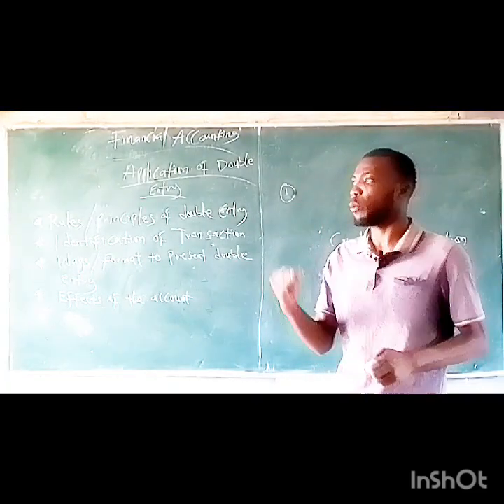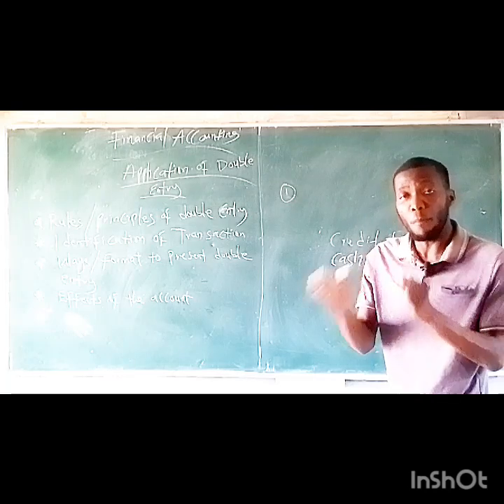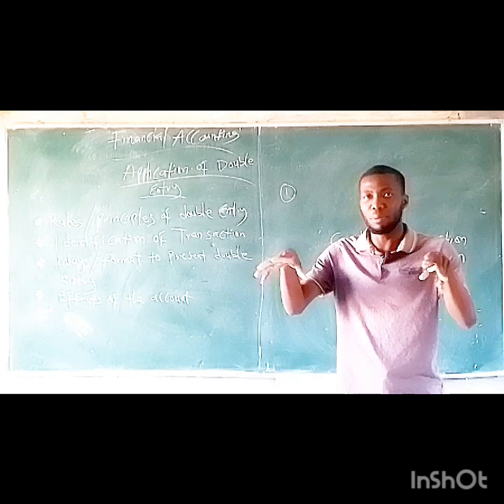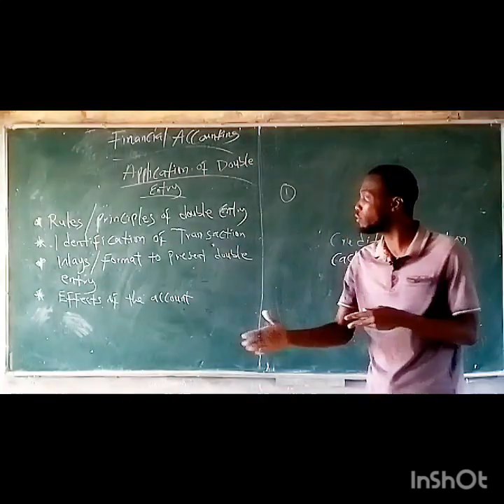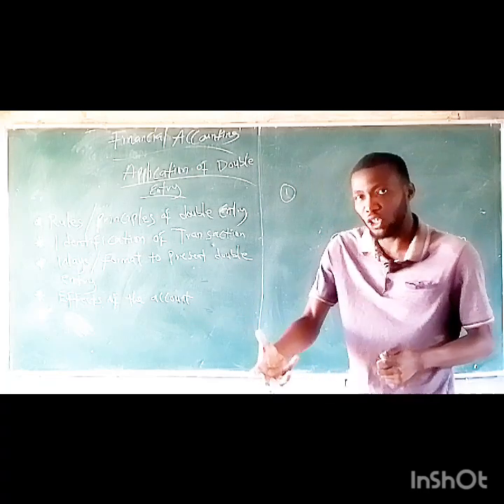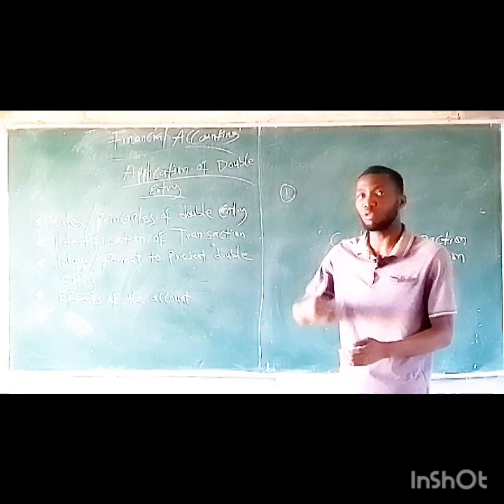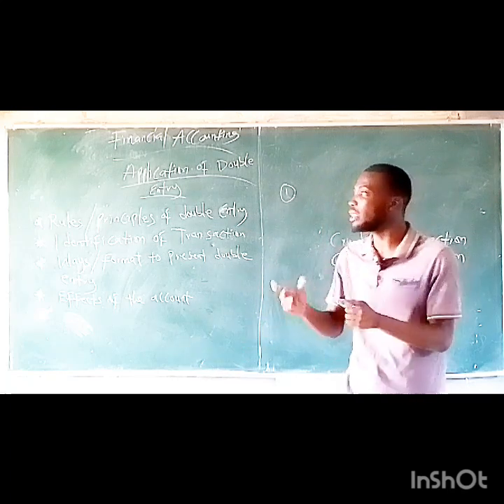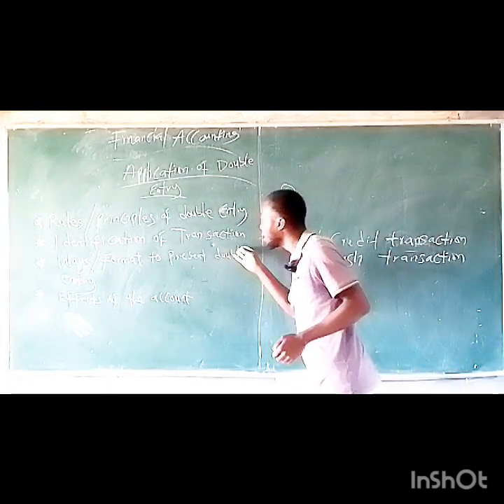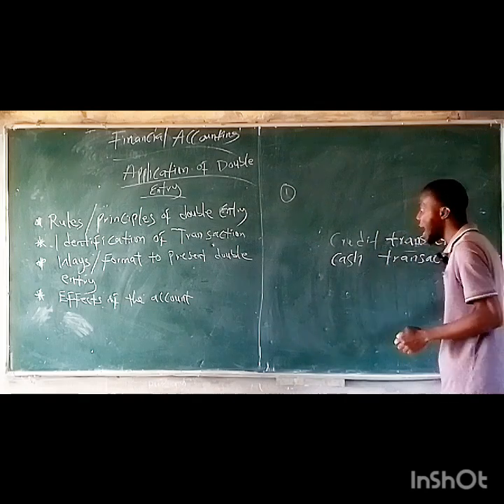All we are saying is that when you want to apply your double entry, the first thing is that there must be two or more parties involved, and then you must identify the main account from those parties involved in the transaction. Then the next thing is the value. You need to know the monetary value, that is how much it is. Then you need to know who is the receiver and who is the giver, and for you to know that, you need to identify them. Then after that, we look at the identification of transaction. We said that there are two types of transaction: the credit transaction and the cash transaction.